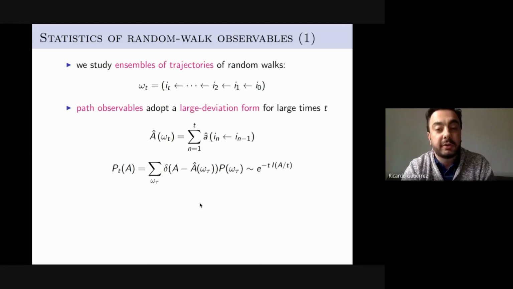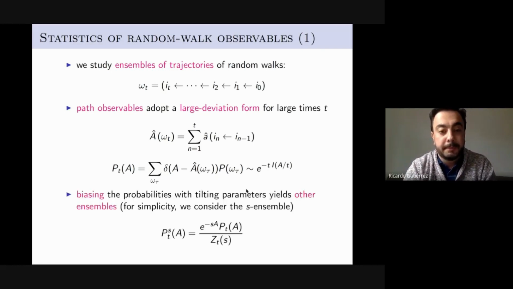And the reason it acquires this large deviation form in the problems we're studying can be related to the Perron-Frobenius theorem of the transition matrix of the random walk. Okay, so this is of course just what you get with the natural dynamics, when you let the random walk with some transition matrix evolve, and you find a given probability distribution of the observable. But you can also bias the probabilities using different tilting parameters.